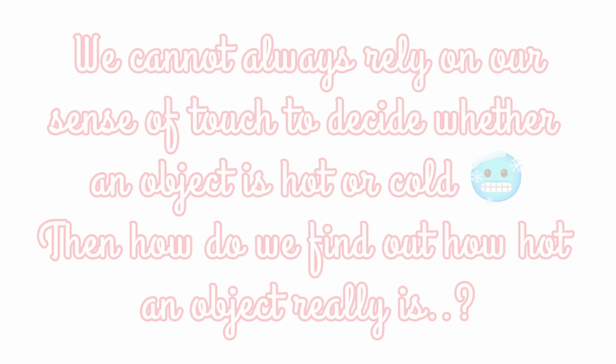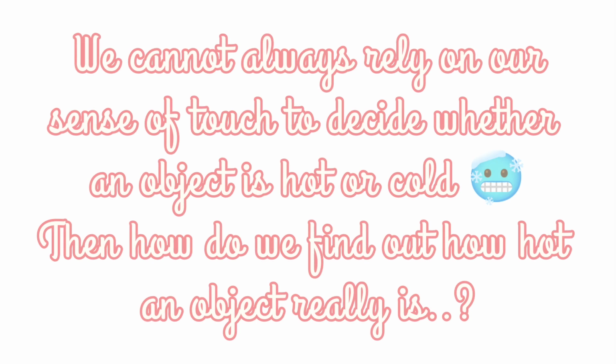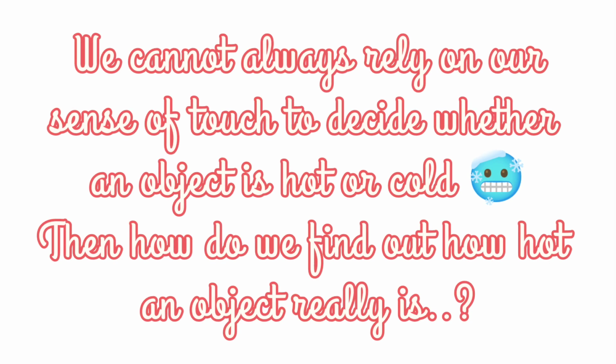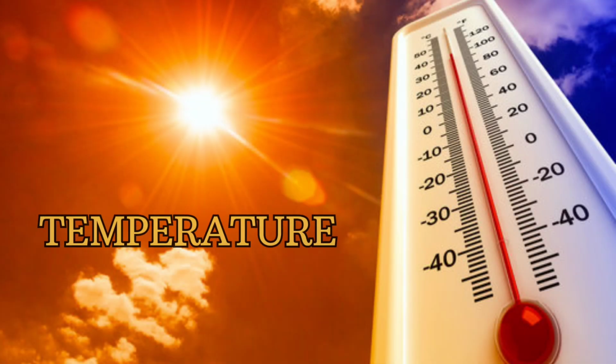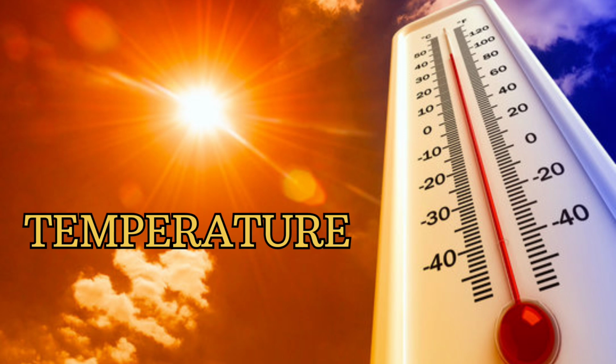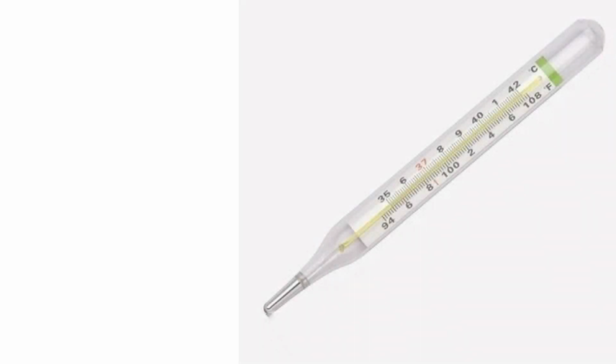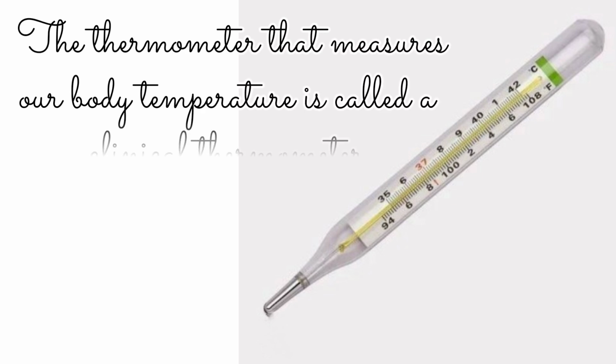We cannot always rely on our sense of touch to decide whether an object is hot or cold. Sometimes it may deceive us. Then, how do we find out how hot an object really is? Yes, exactly. It's by temperature. Temperature is measured by a device called a thermometer. Now let us move on to our next concept, measuring temperature.